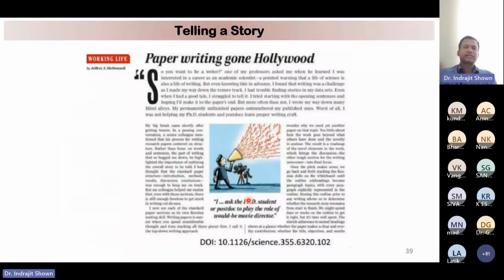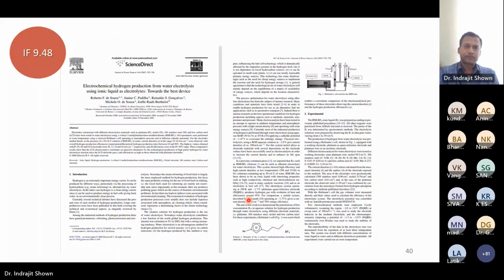And obviously, try to tell a story in the cover letter. Basically, the editor expects these things from you. And here I give an example of how we can judge which one is a high impact and which one is a low impact publication.